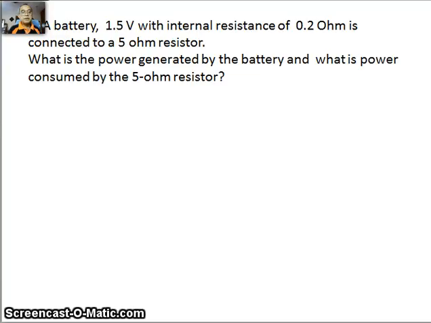Let's look at the second question. This is on the battery 1.5 volts. Internal resistance is 0.2 ohms and the external resistance is 5 ohms. We have to find out the power generated by the battery, which is in fact the total power given and received by the loads, and the power consumed by the 5 ohm resistor.